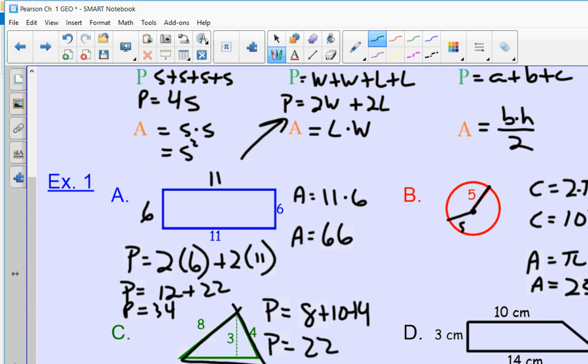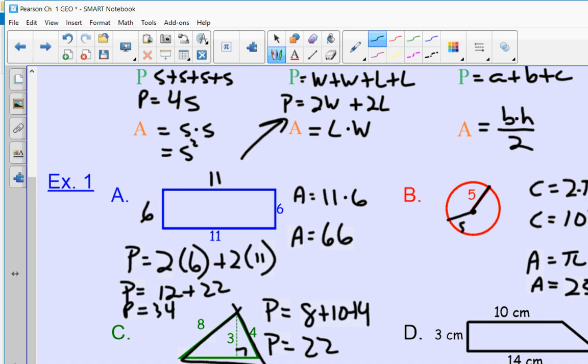Okay. The area is going to be the base, what it sits on. So I'm assuming it sits on the 10 times the height. The height has to be vertical. They probably should have shown us that, but that dotted line is making us assume that's a vertical height. 4 is not a height, 8's not a height. Okay, so times 3 divided by 2. So don't forget that. Okay, 10 times 3 gives me 30. 30 divided by 2 gives me 15. So there's your area for that triangle.